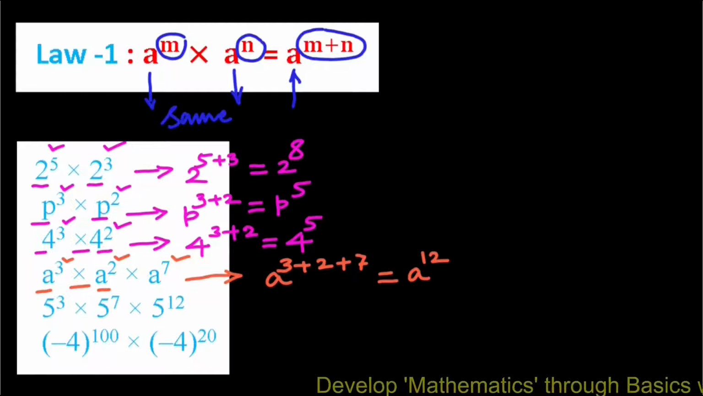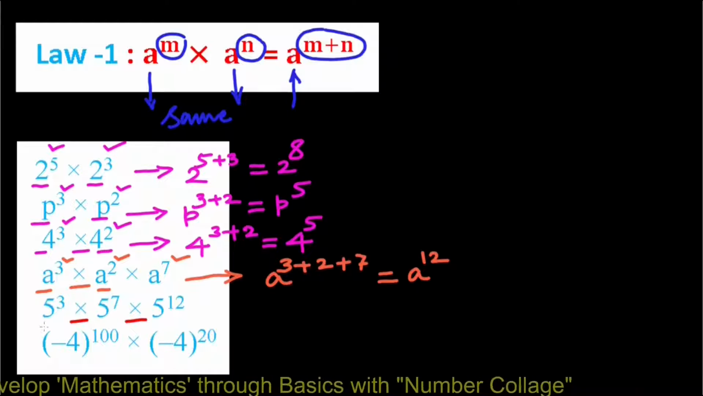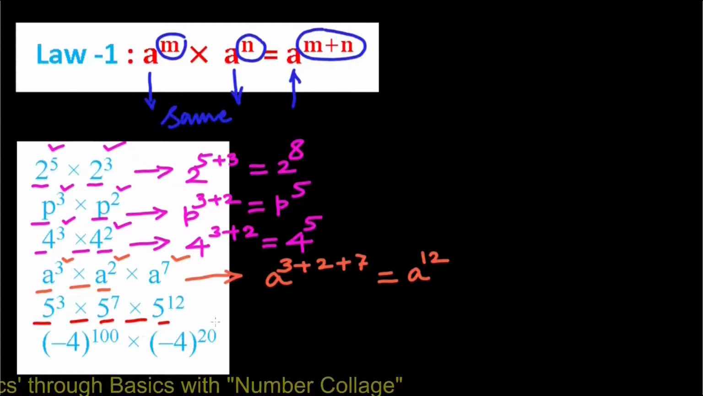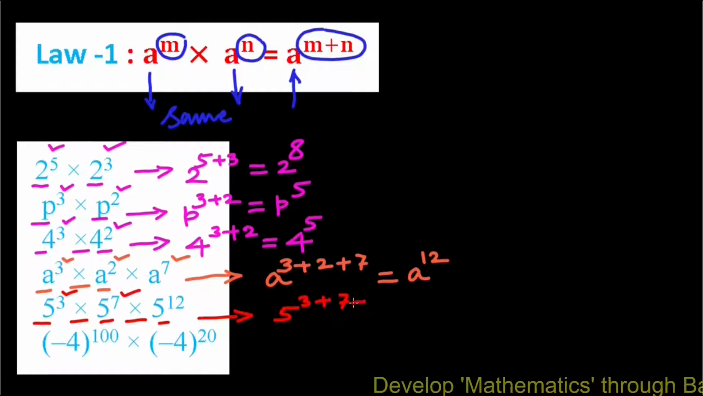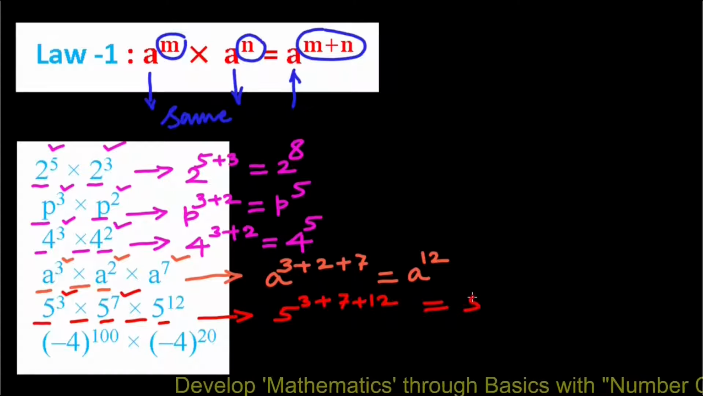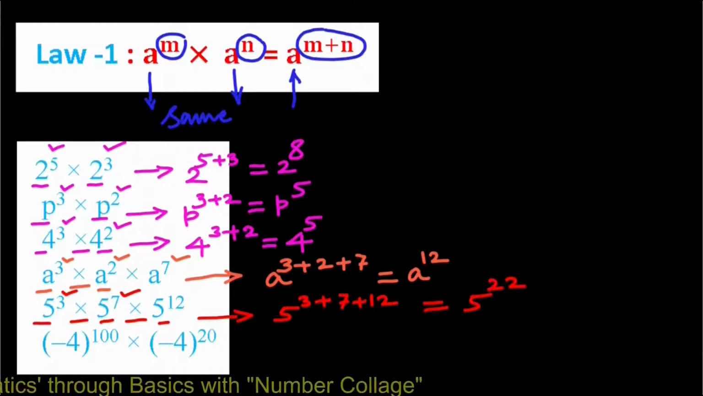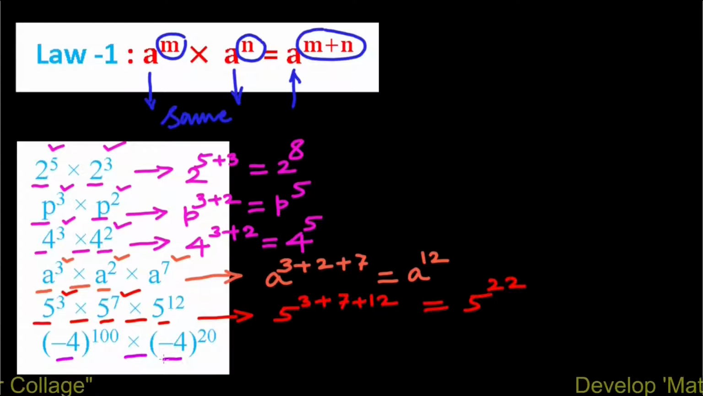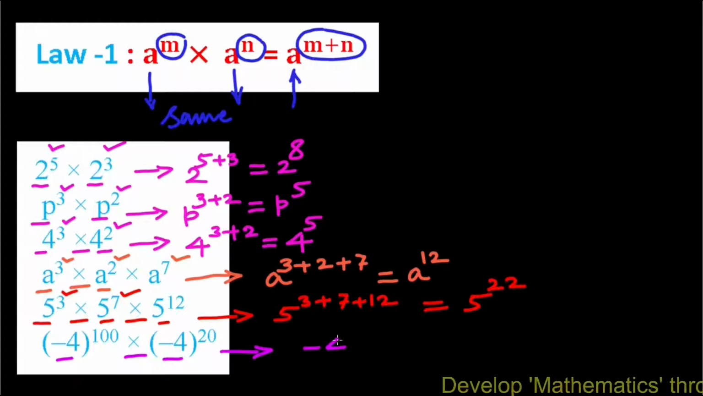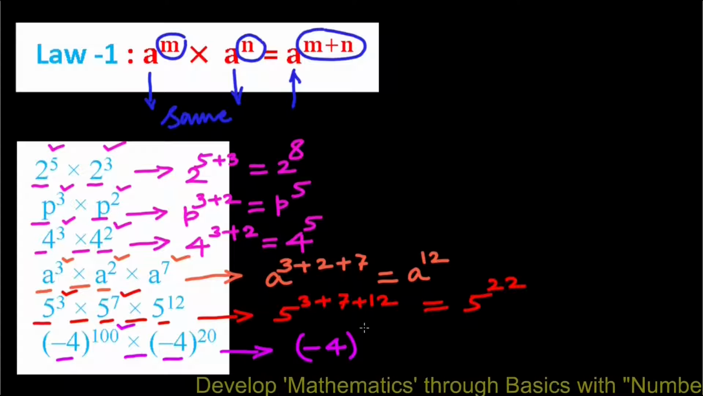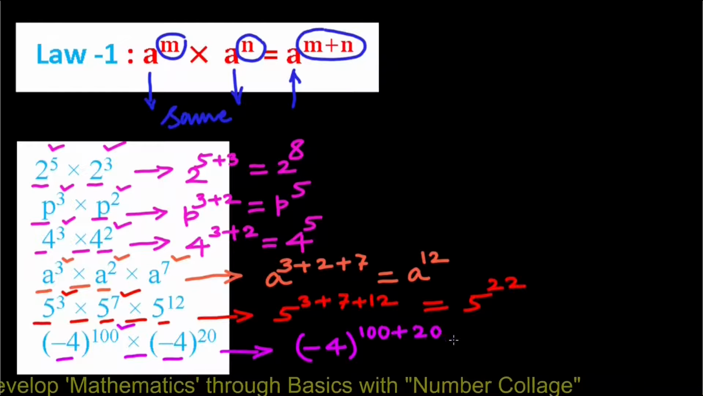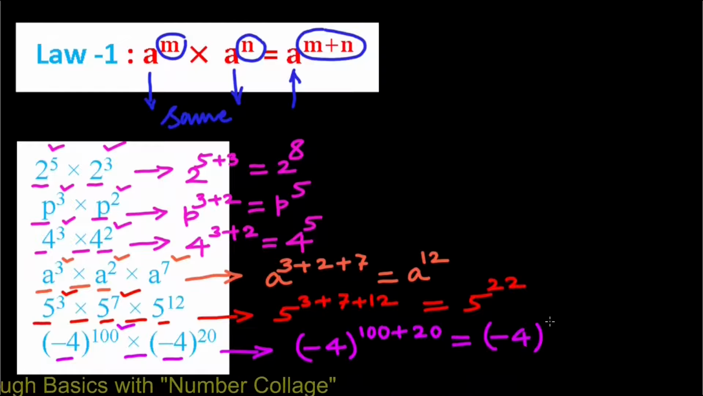In the next example, there is multiplication and the base is the same. So we will raise this base 5 to the sum of the individual powers, that is 3 plus 7 plus 12, that will be 5 raised to 22. And finally, there is multiplication between the two numbers and the base is the same, which is minus 4. So we raise this minus 4 to the sum of the individual powers, that is 100 plus 20, which will be minus 4 raised to 120.